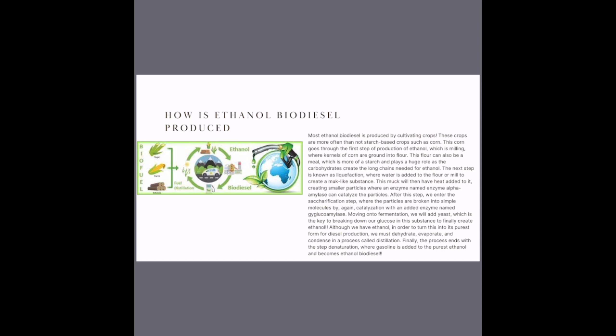And then finally, we need to go through dehydration, evaporation, and condensation to pretty much finish off this process, and this is called distillation. And to finally finish off this step, we do denaturation, which is just adding gasoline to our purest form of ethanol, which is 95%.